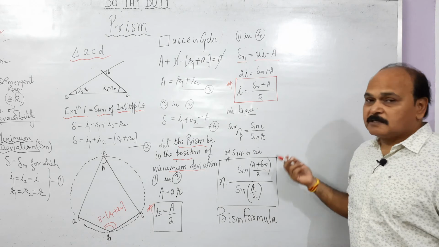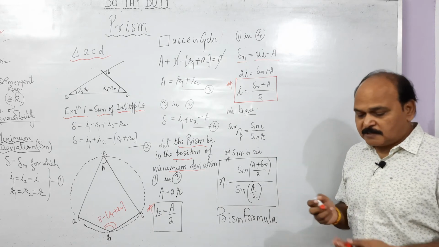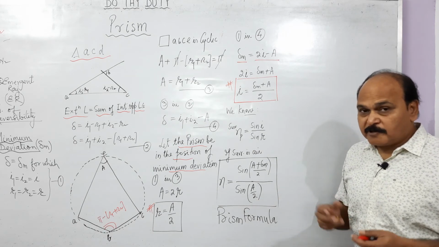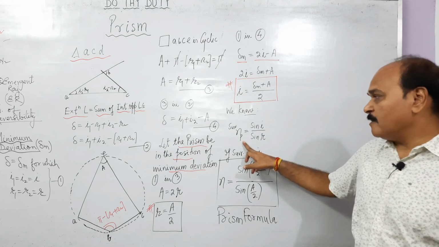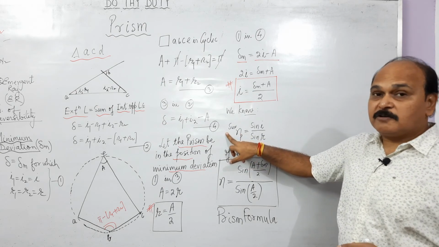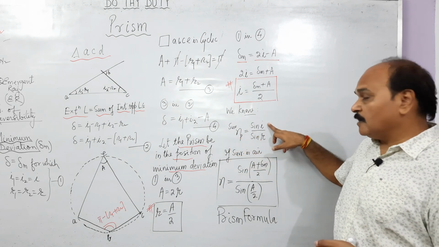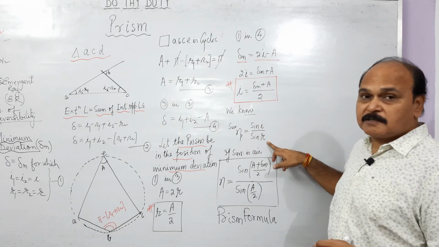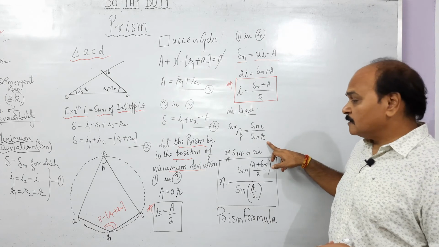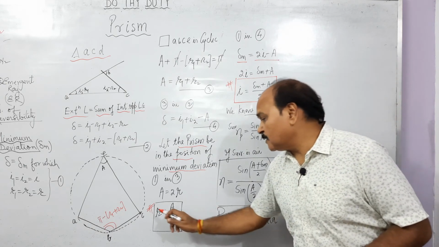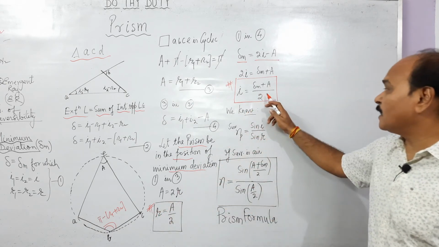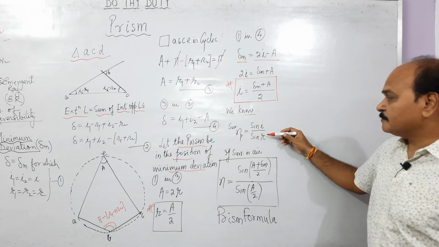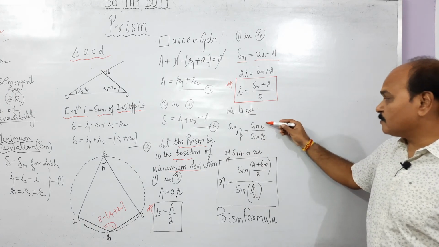Well, we know that Snell's law of refraction says that the refractive index of the material of the prism with respect to the surrounding is equal to the ratio of sine of angle of incidence to sine of angle of refraction, sin I upon sin r. This is r, this is I. Let us substitute these values here.